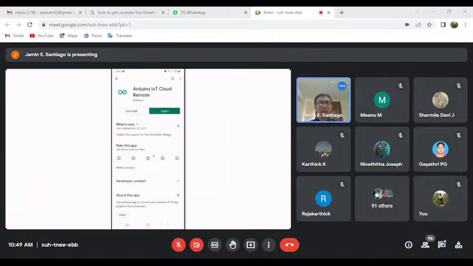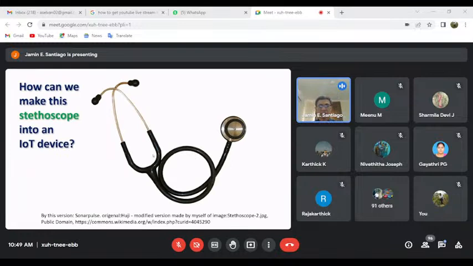Okay. Now here we will pause for maybe 1 minute to let us think about this question. How can we make this stethoscope into an IoT device? Now, this is a problem, an exercise problem for us about how to think of making an IoT device.